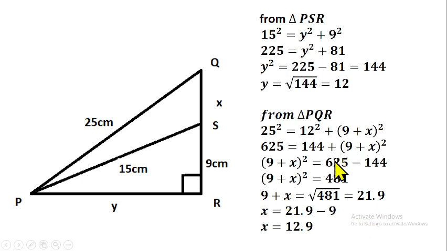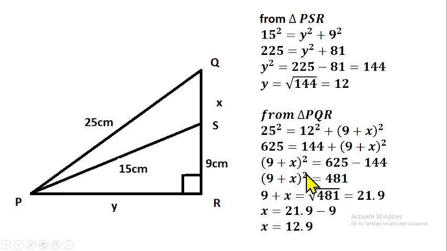I hope you understand that. Then 25 squared gives us 625, equals 12 squared, which gives us 144, plus 9 plus x squared. We can collect like terms from there. If you take 144 to this side, you have 9 plus x squared left, which equals 625 minus 144. 625 minus 144 gives us 481, equals 9 plus x squared.